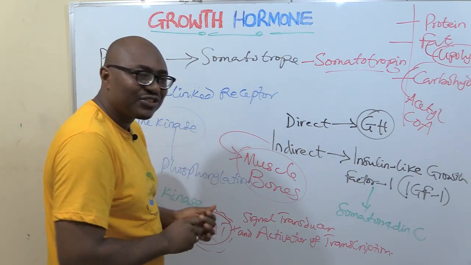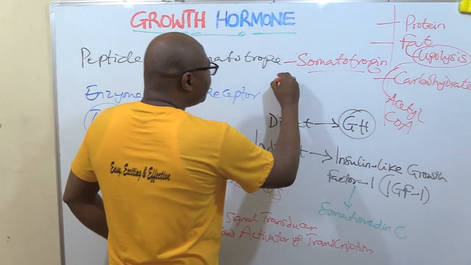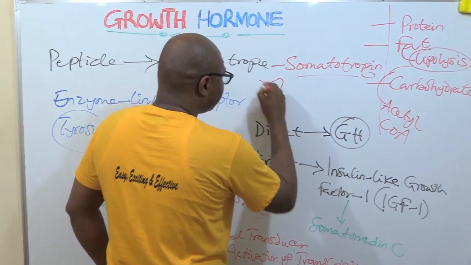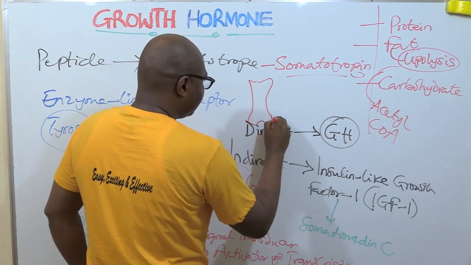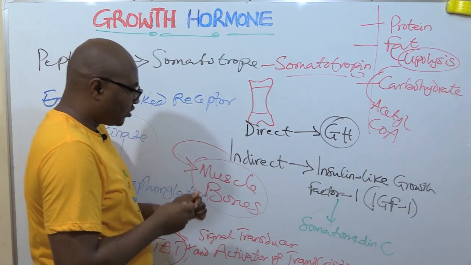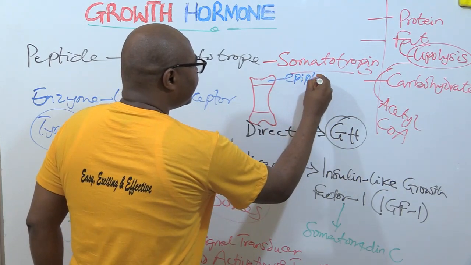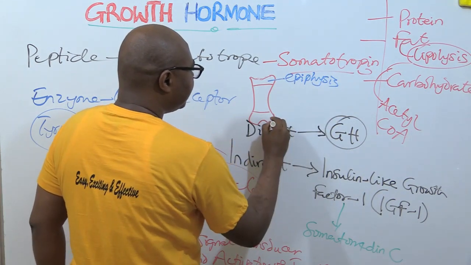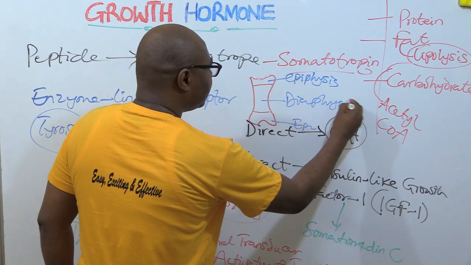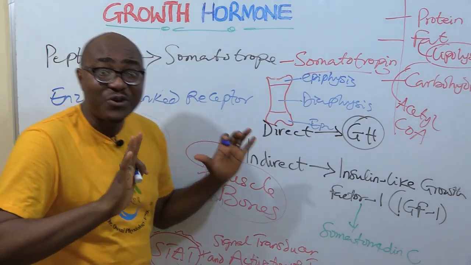Okay, then in bones, it promotes linear bone growth. You know, bones, let me draw a small bone here. Something like this. Okay, so there's what we call the epiphyseal growth plate. Bones have two parts. You have the epiphysis, that's here too, epiphysis. And here is the diaphysis. Okay, so in between this line here is what we call the epiphyseal growth plate.